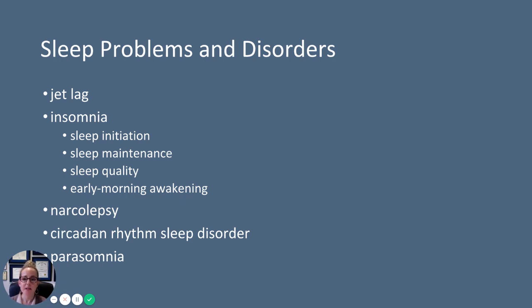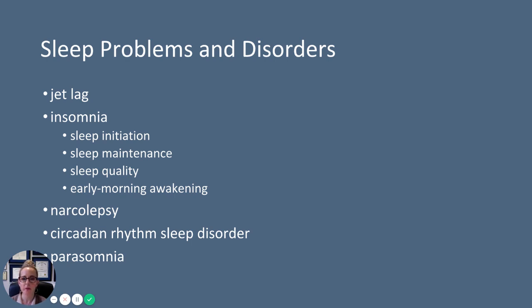You can have insomnia. A lot of people don't realize, but there are a lot of different types of insomnia. Insomnia can be a problem with falling asleep at night, or sleep initiation. It can be a problem with maintaining sleep or staying asleep. You can have poor sleep quality. So if you think back to that architecture of sleep, you're not getting into deep sleep enough. Or maybe you have early morning awakening. You're waking up a couple hours too early every morning. So there's actually a lot of different types of insomnia.